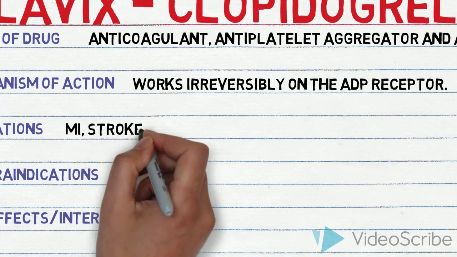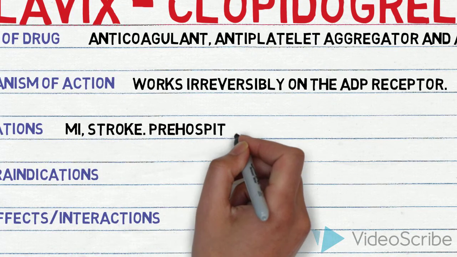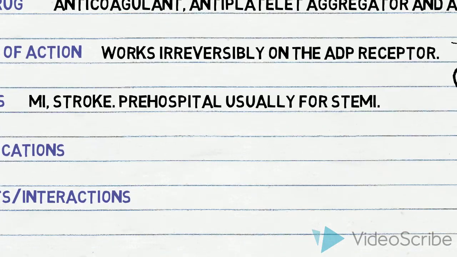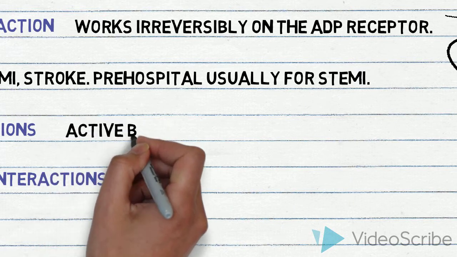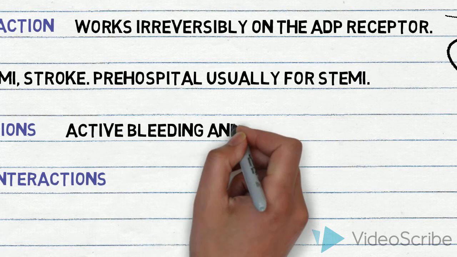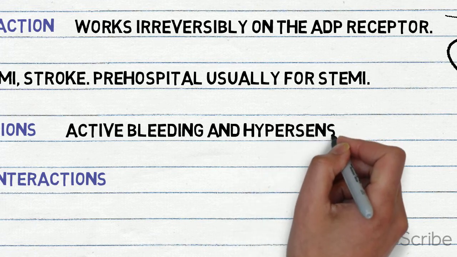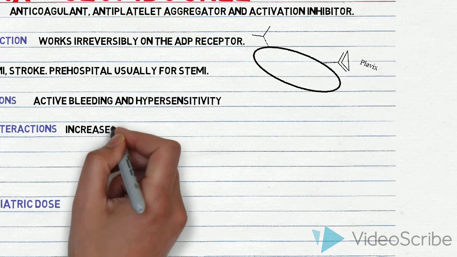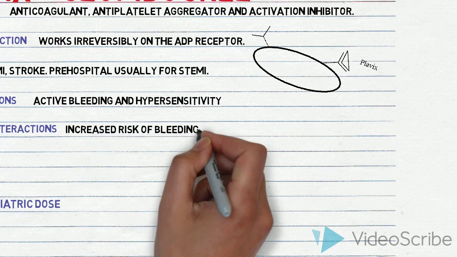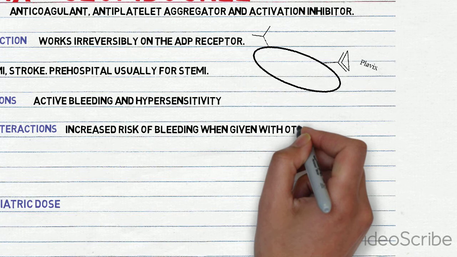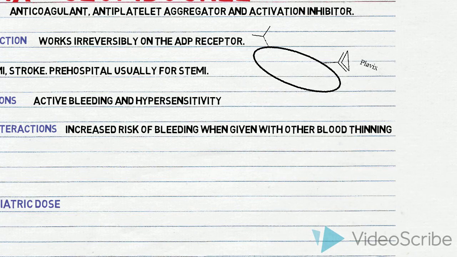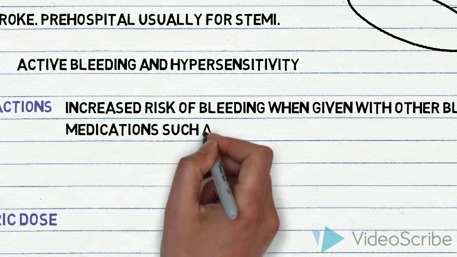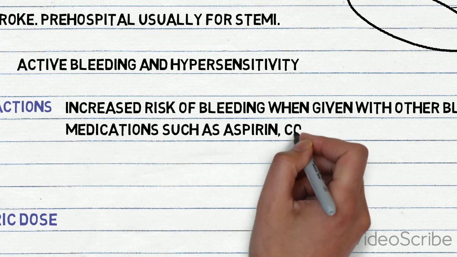So the indications, people are typically given this for MI and stroke, but in the pre-hospital realm, we are usually just given it for a STEMI myocardial infarction. So some of the contraindications would be if your patient's actively bleeding or if they're hypersensitive to it. Side effects, of course, we might see the patient may have an increase in bleeding. They definitely have an increased risk of bleeding, and especially if they're on other blood thinners such as Coumadin or aspirin, we'd want to be careful.